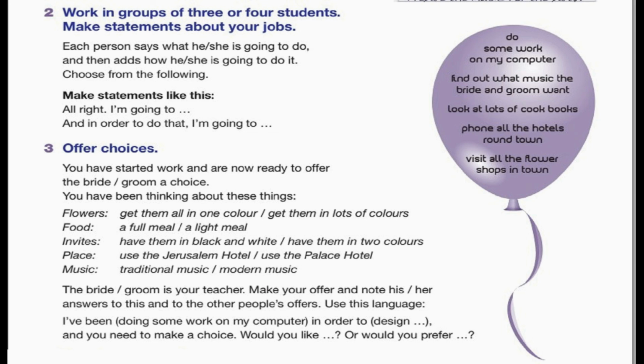3. Offer choices. You have started work and are now ready to offer the bridegroom a choice. You have been thinking about these things. Flowers: get them all in one color, get them in lots of colors. Food: a full meal, a light meal. Invites: have them in black and white, have them in 2 colors. Place: use the Jerusalem Hotel, use the Palace Hotel. Music: traditional music, modern music.